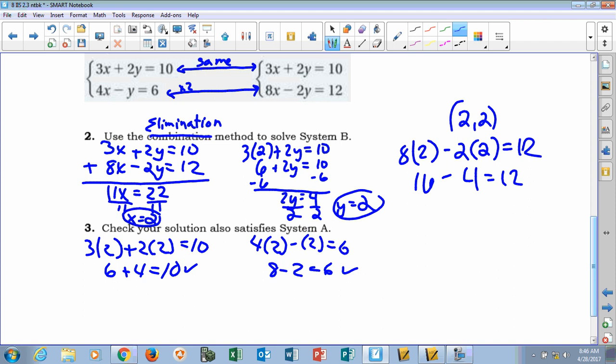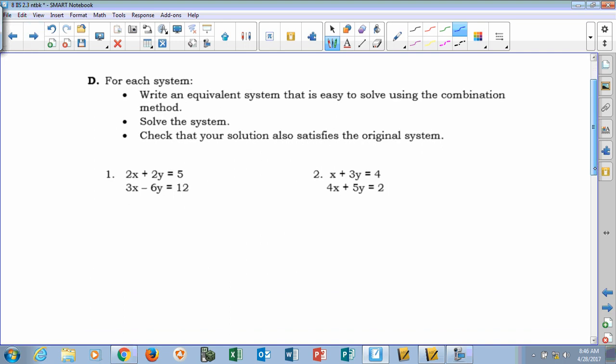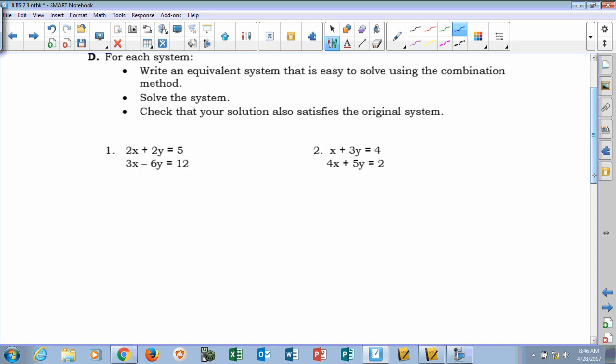Number 1. How are we going to solve number 1? Do we have an equivalent? We don't have an elimination right off the bat. We don't have same numbers, same sign, or same numbers, different sign. So that means we have to change one of them. We have to come up with an equivalent equation.